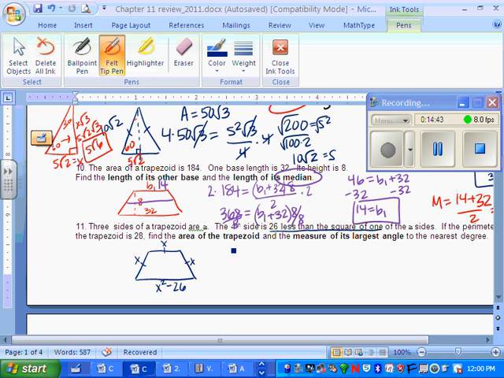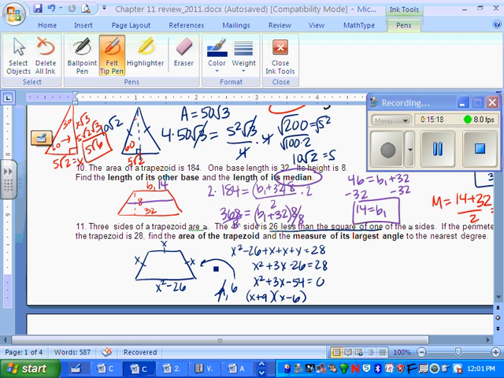We know that the perimeter is 28, so I'm going to add them all up. x squared minus 26 plus x plus x plus x equals 28. When I simplify this, I get x squared plus 3x minus 26 equals 28. Subtract 28, and I have negative 54. What multiplies to negative 54 and adds to 3? I get x plus 9, x minus 6. Negative 9 will not work, but positive 6 will.